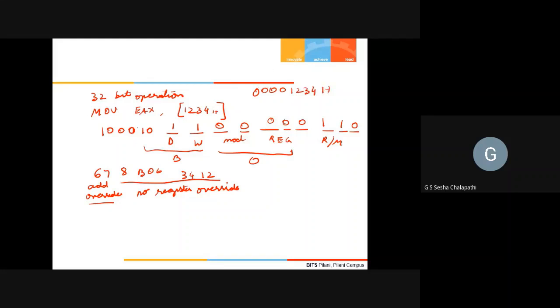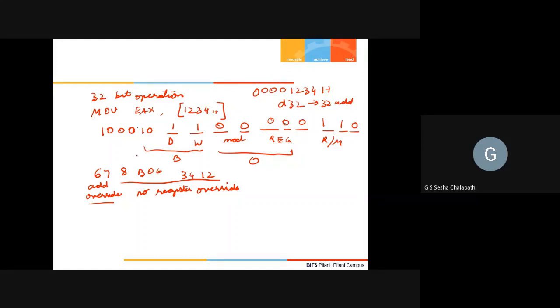In that case, it will use D32. Even though you mention 1234H, it will understand it as 00001234H. In that case, it will use D32, which is a 32-bit addressing mode. If that is the case, then there will not be any override. But I will clarify this in the next class.